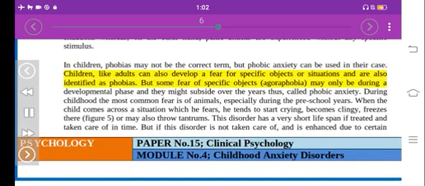Children, like adults, can also develop a fear for specific objects or situations, and these are also identified as phobias. But some fears of specific objects, or agoraphobia, may only be during a developmental phase and might subside over the years, thus called phobic anxiety. During childhood, the most common fear is of animals, especially during the preschool years.